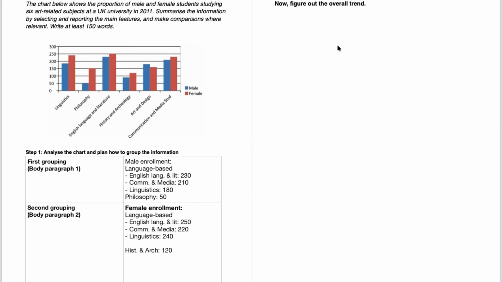Okay, so I'm going to take you here on the right-hand side for our next portion of step 1, which is to figure out the overall trend. And remember, there are 2 ways to do this.